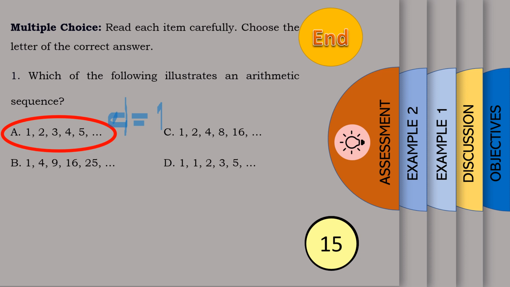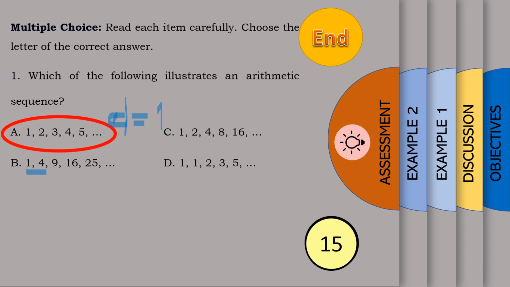Tingnan natin. 1 plus 1 is 2. 2 plus 1 is 3. 3 plus 1 is 4. 4 plus 1 is 5. Now, if you're going to check the other sequences, tingnan natin ito, 1 tapos 4. So, from 1, naging 4, nag-add ka dyan ng 3. So, try natin. 4 plus 3, that is 7. Pero dito lumabas is 9. Therefore, wala siyang fixed na number na ina-add. Kaya, mali yung B.